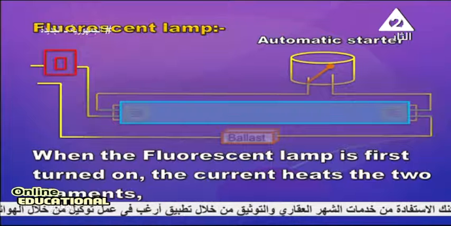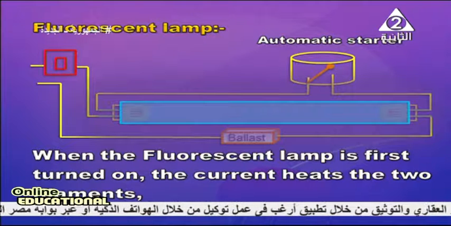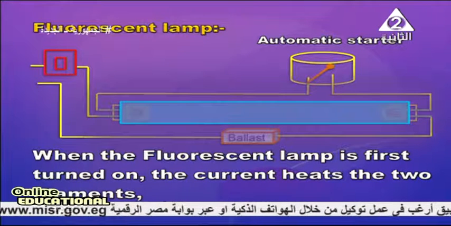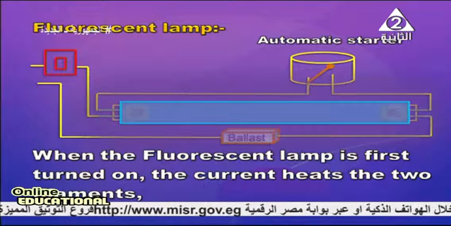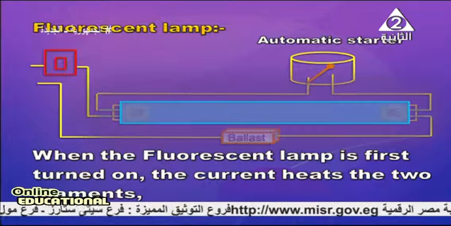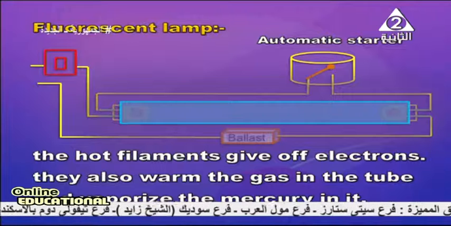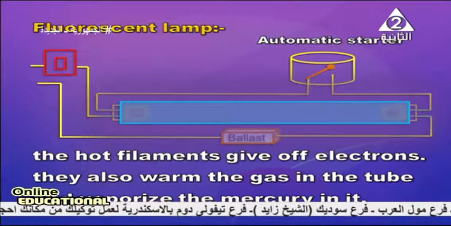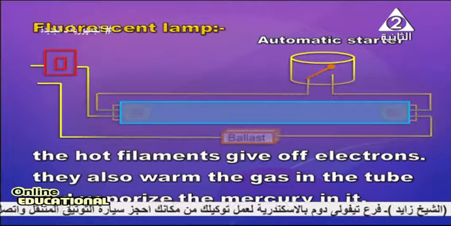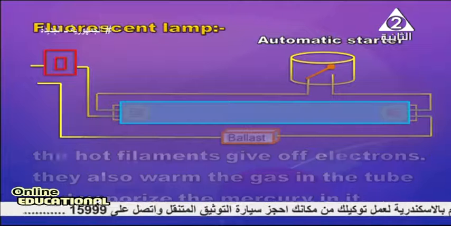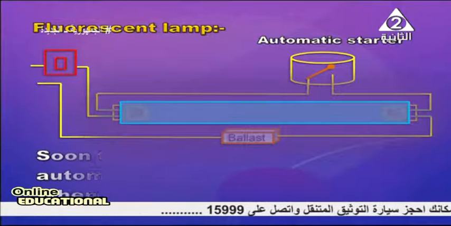So, when the lamp is first turned on, the current heats the two filaments. They give off electrons. They also warm the gas in the tube and vaporize the mercury in it. Your attention please.